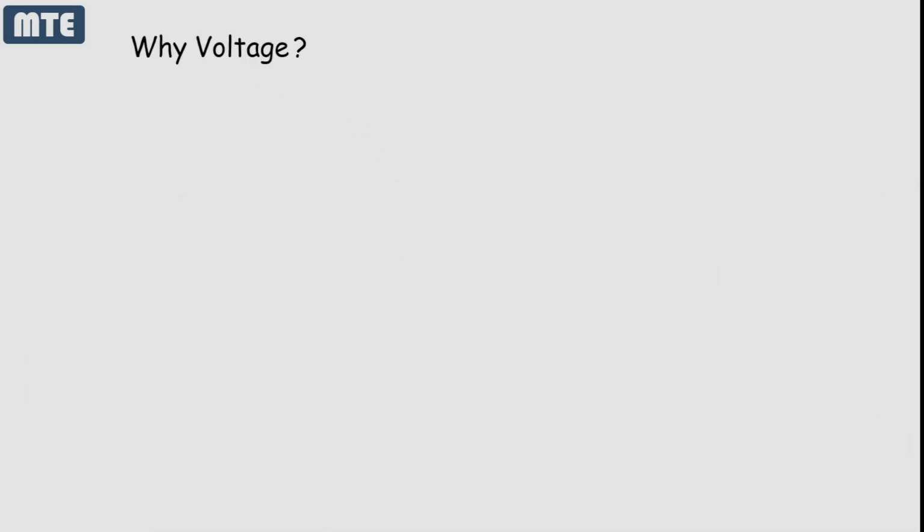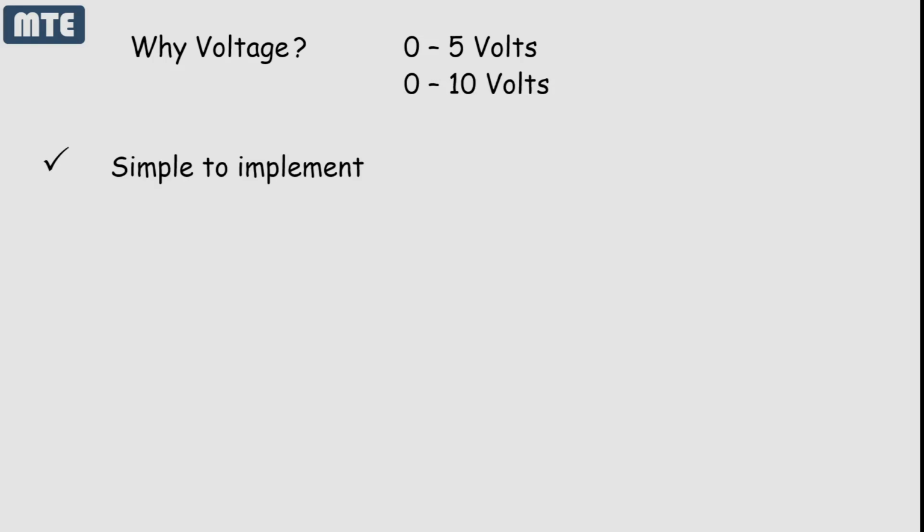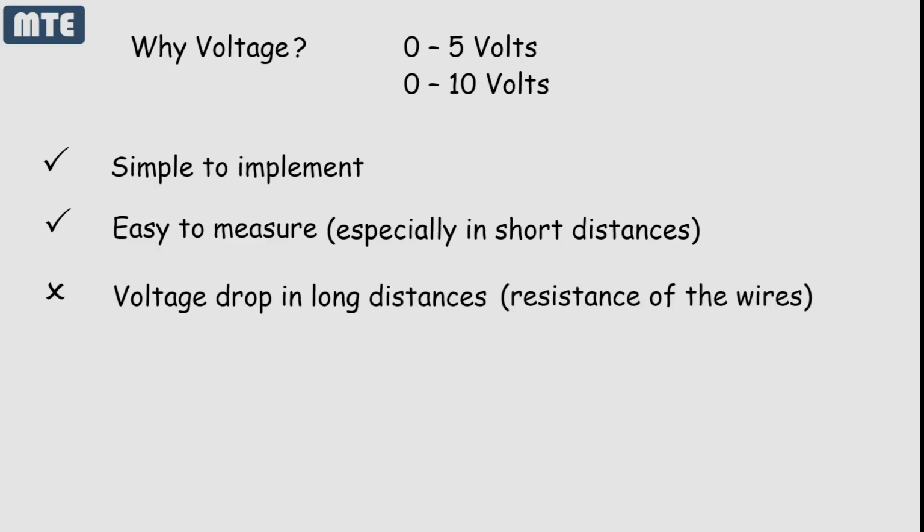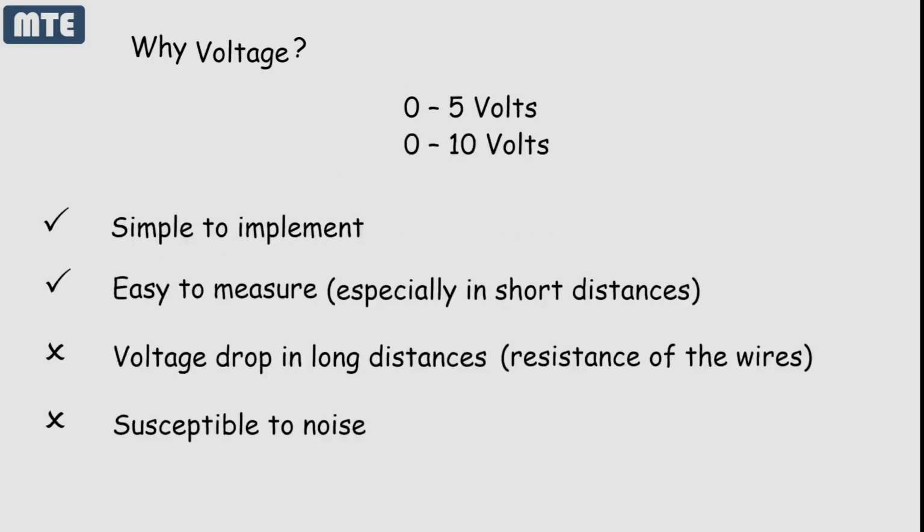Voltage signals, such as 0 to 5 volts or 0 to 10 volts, are widely used because they are simple to implement and easy to measure. Voltage signals are especially useful in systems where distance between the sensor and the controller is short, as voltage can drop significantly over long cable runs due to resistance in the wires. However, voltage-based systems can be more susceptible to electrical noise, which can distort the signal.